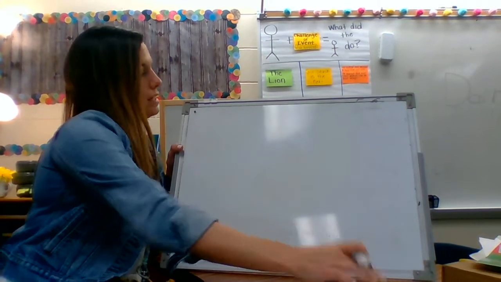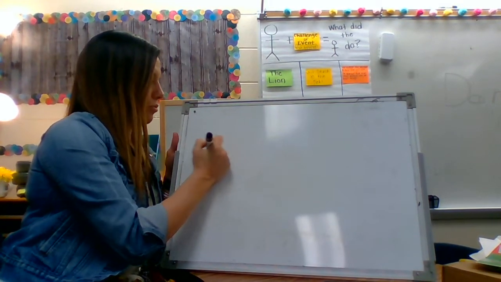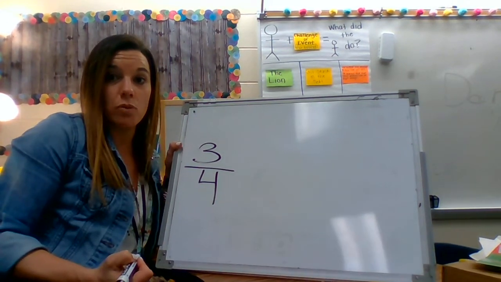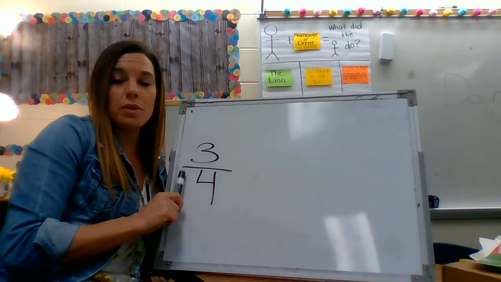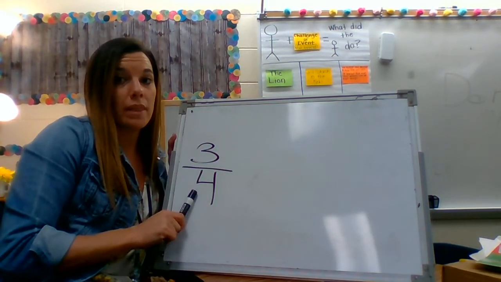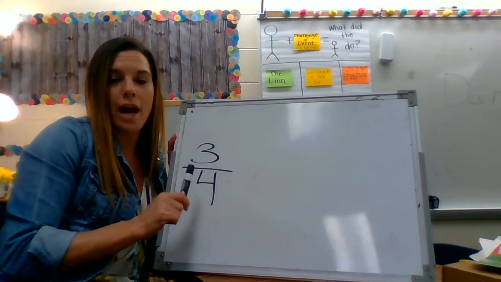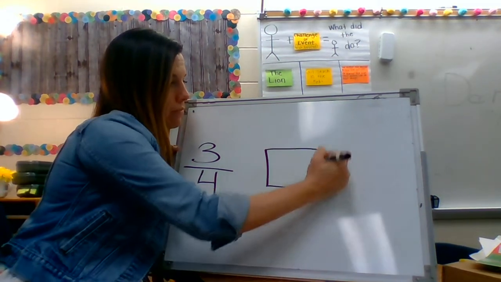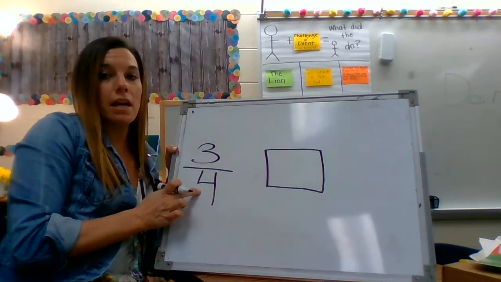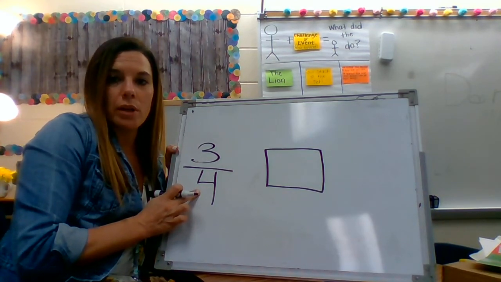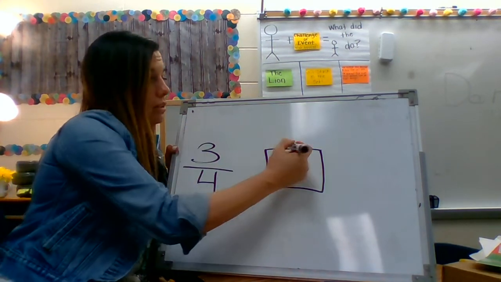So let's say we have this fraction 3/4. Okay, 3/4. And so it's important to remember that the denominator is the bottom number. And that's what tells us how many equal parts we have all together. So this time I'm going to use a square. And my denominator is what number? 4. So how many equal parts am I going to divide my square up into? 4.